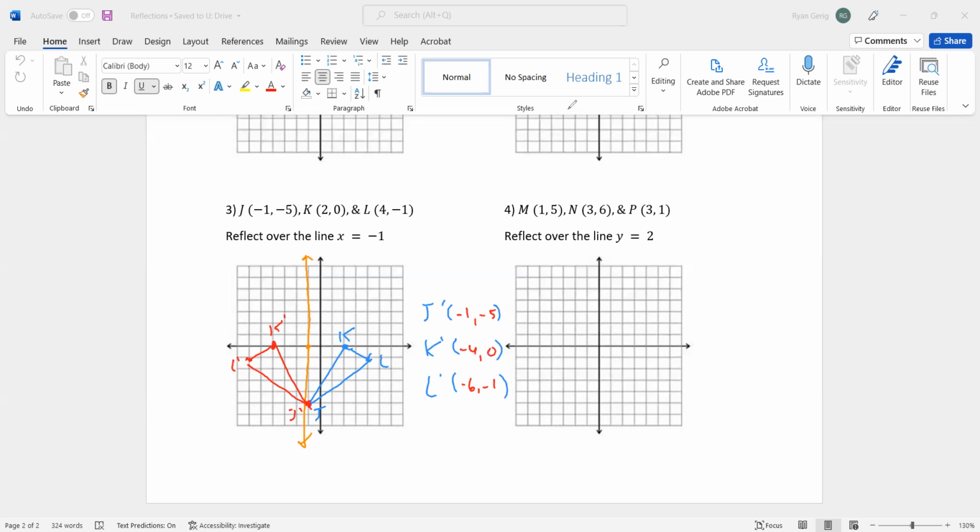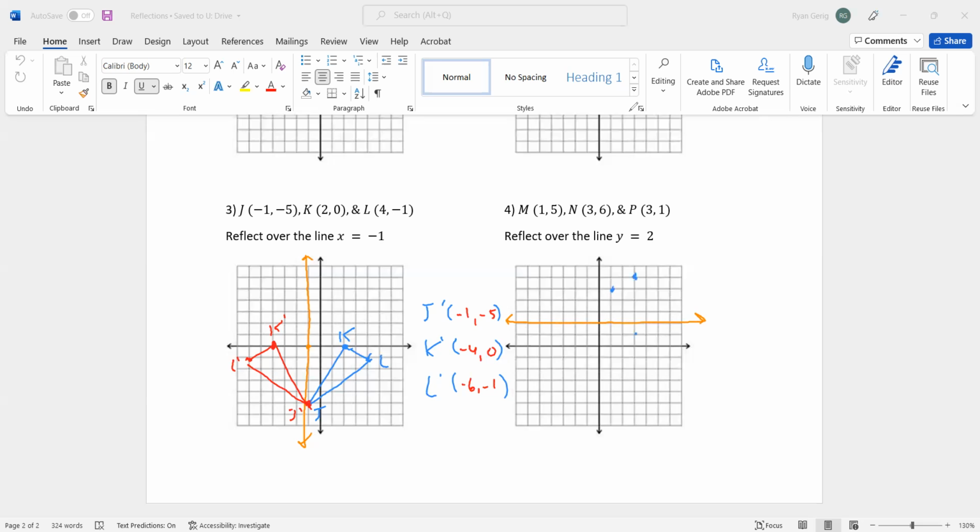Last one. Well, x equals -1 was a vertical line. So y equals 2 is actually a horizontal line through y equals 2. All right, let's plot the pre-image: 1, 5, 3, 6. And something a little bit different happens here.